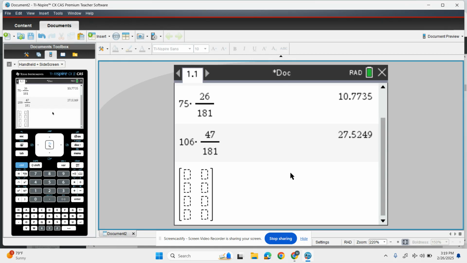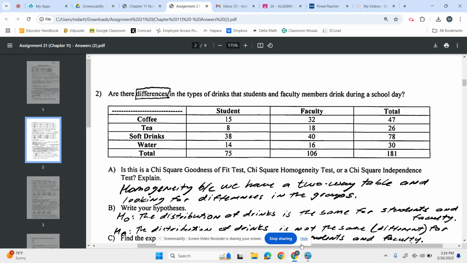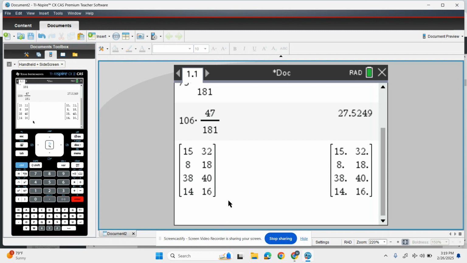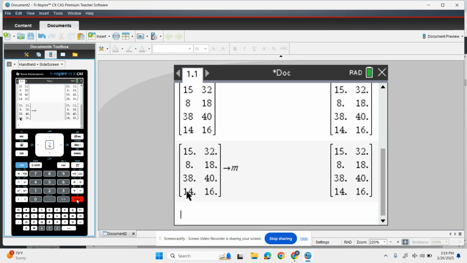And now I'm just going to enter the original data up here. So that's going to be 15, 32. I just hit tab to go from one to the next. 8, 18, 38, 40, 14, and 16. I'll check it really quick to make sure it's correct, and it is. So I'm going to hit enter, and now I want to store this. I'm going to do control store, call it M for matrix, and hit OK. So now let's go to where we run the test.